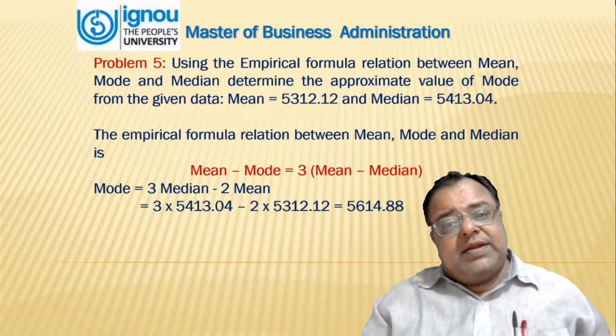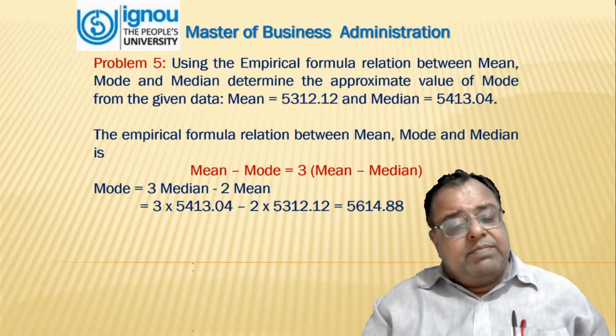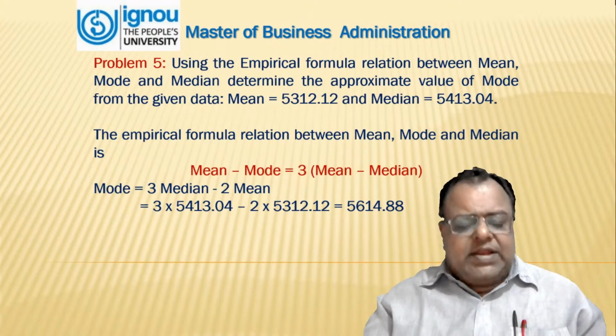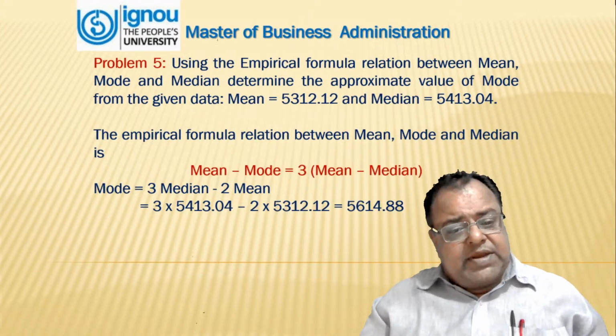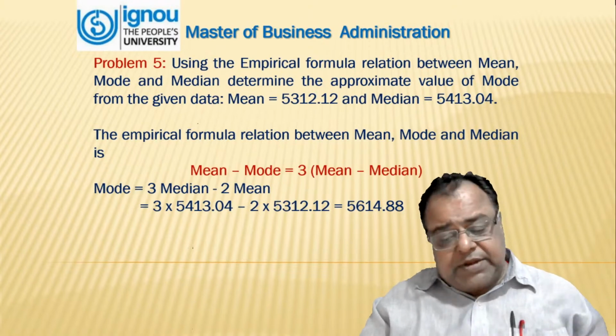Now we have to calculate the mode by using the empirical relation between mean, mode, and median. Mean and median are given to us, and we have to calculate the mode. The empirical relation between these three is mean minus mode is equal to 3 times the difference of mean minus median. So we can convert it into mode is equal to 3 median minus 2 mean. Putting in the values, we will get 5614.88 as the mode for the present problem.